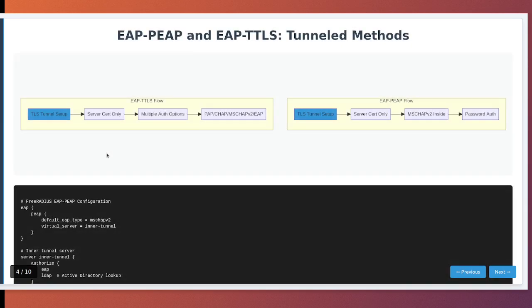EAP-PEAP and EAP-TTLS. Tunneled authentication. Not everyone can deploy certificates to every device, and that is where tunneled EAP methods like PEAP and TTLS come in. These methods create a secure TLS tunnel first, then perform authentication inside that tunnel. Think of it as creating a secure room before checking someone's ID.